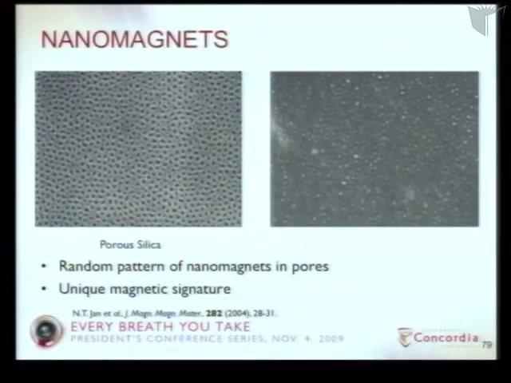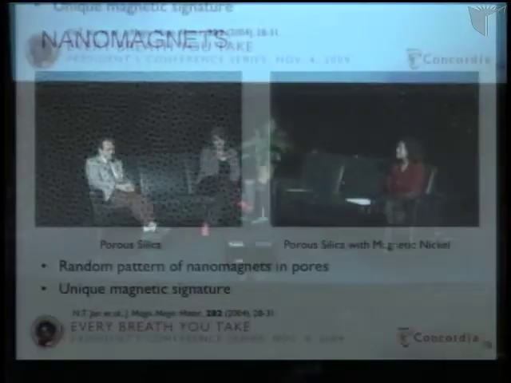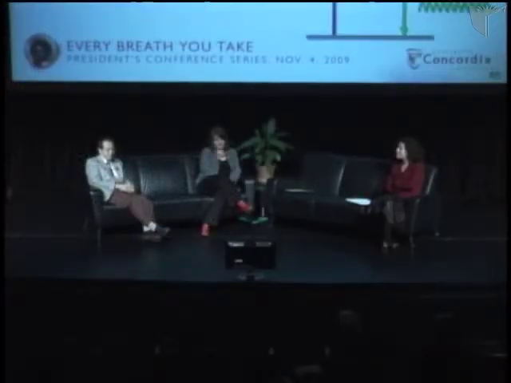The other one is based on the nanomagnets. You have, for example, porous silica, and you can create a random pattern of nanomagnets in the pores. That is by simply placing magnetic nickel randomly in the porous silica, and this will give you a unique magnetic signature which can be used as a code to look at whether the product that you're buying is counterfeit or not.